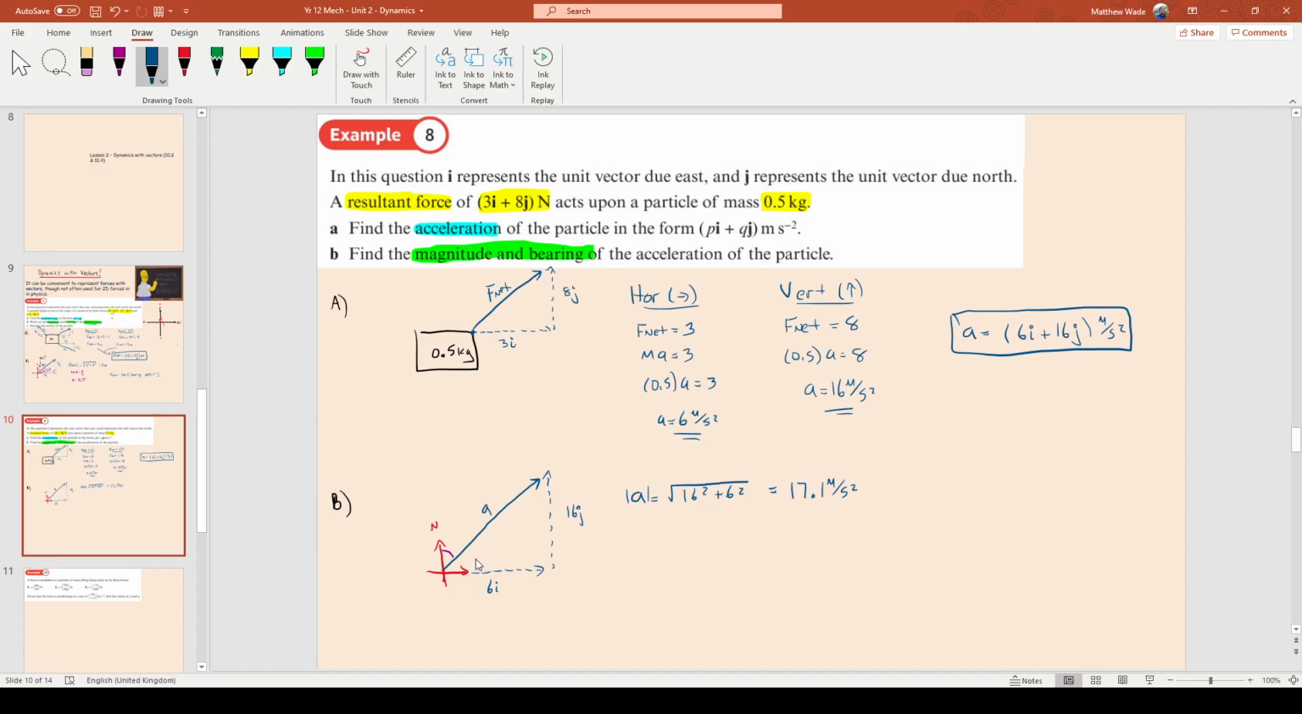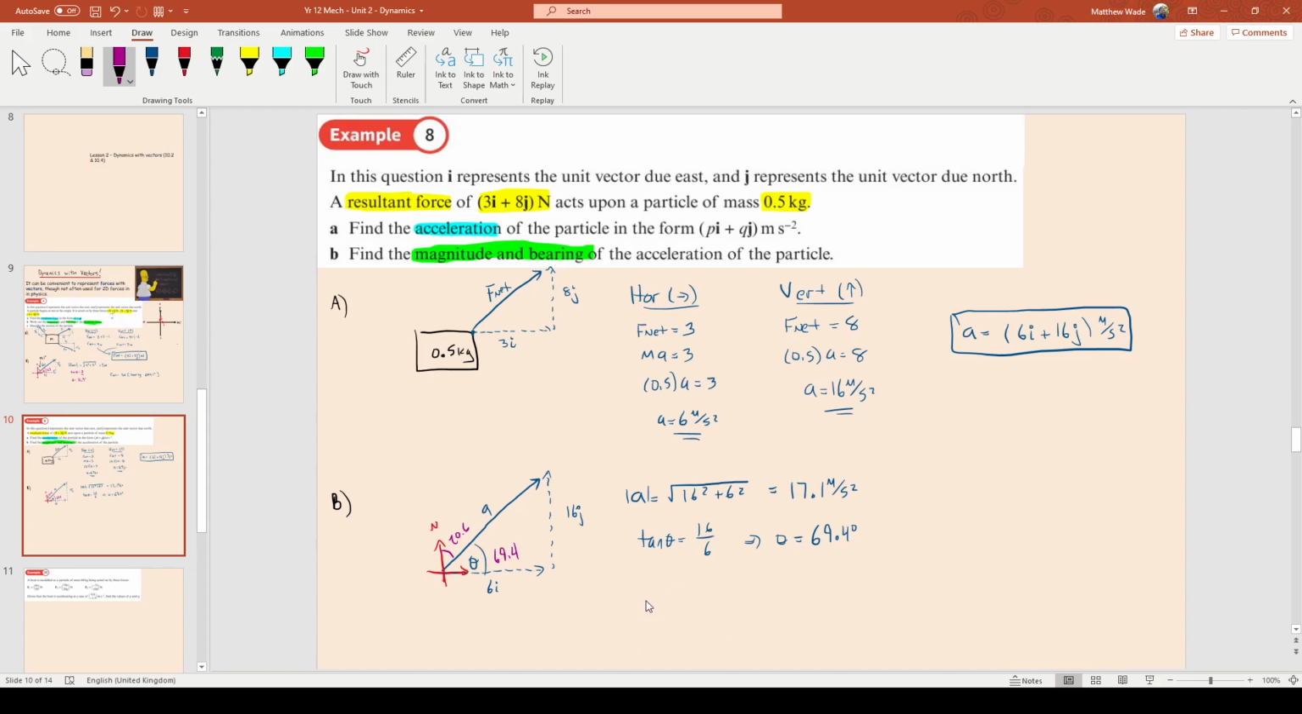We need to now get the bearing. So let's go tan theta equals 16 over 6, which means that theta is equal to shift tan of 16 over 6, 69.4 degrees, which means our bearing is just 90 take that. So if that's 69.4, this is 20.6.